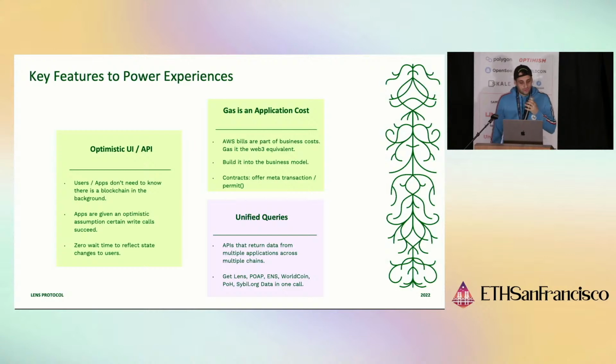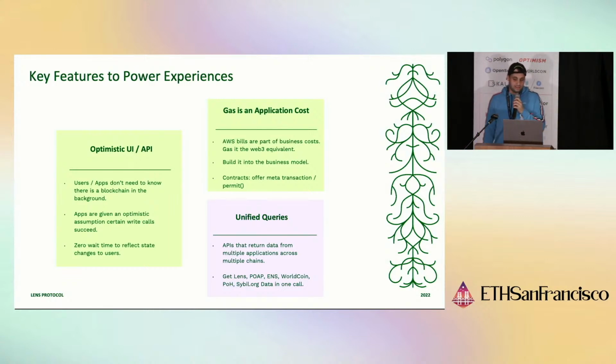We also have this thing called the Optimistic UI or the Optimistic API. It's something we just released that causes users and apps not to know there is a blockchain running in the background. Apps are given an optimistic assumption that certain write calls succeed. If I follow you on Lens, on a Lens app using the Lens Optimistic API, then any app reading from the Optimistic API will assume the follow succeeds and update, regardless of hard refreshing the session or otherwise. This allows zero wait time to reflect state changes to users and gives an incredible feeling of responsiveness. And we're going to be expanding this to many more calls than the Lens system and hope that other developers use this on their contracts or their SDKs.